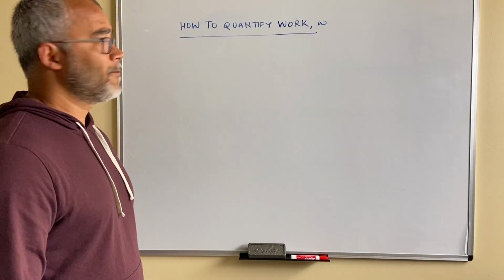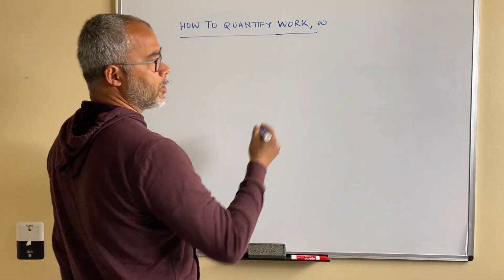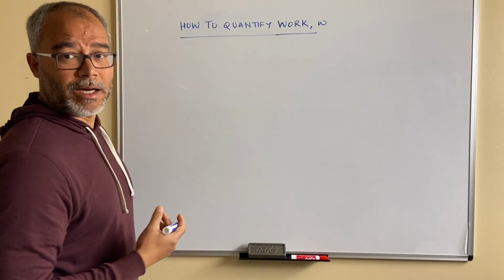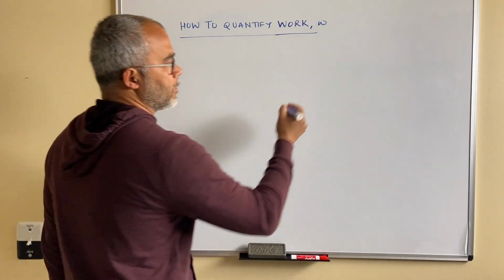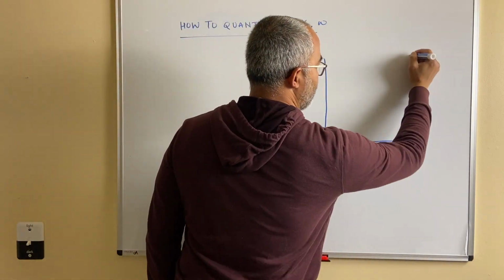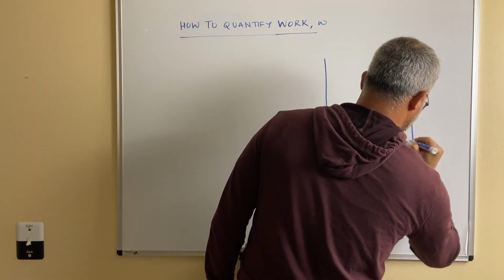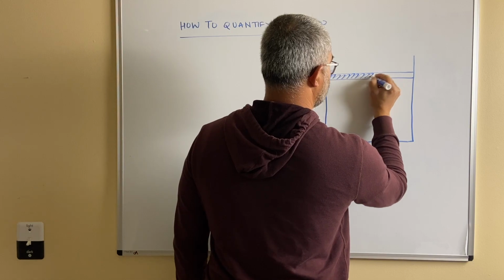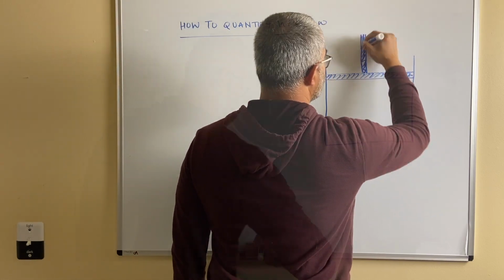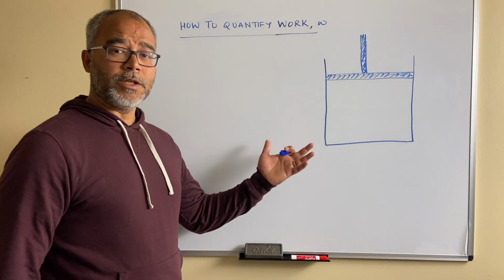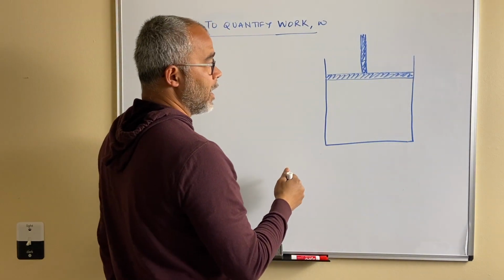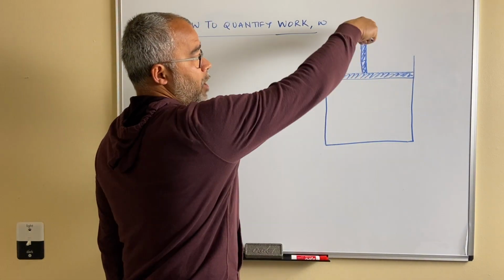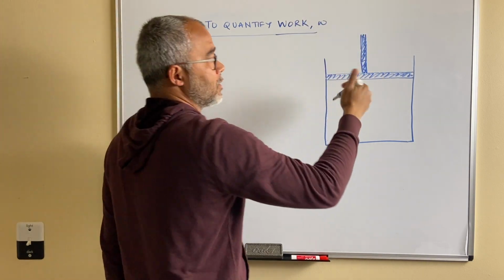Let's talk about how to quantify work, or W. So imagine there is a system which is a cylinder and a piston. I'm going to go ahead and draw it. So there is a cylinder and a piston, and inside here there's a gas enclosed. And what we're going to do is apply a pressure on the piston to push it downwards.